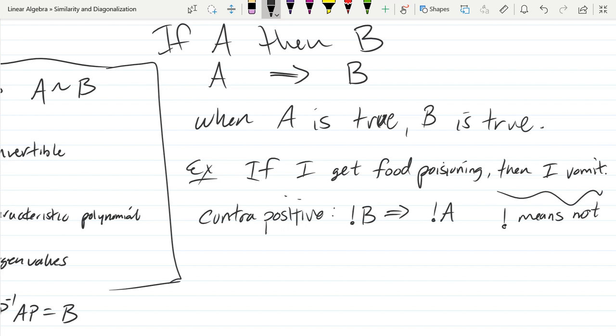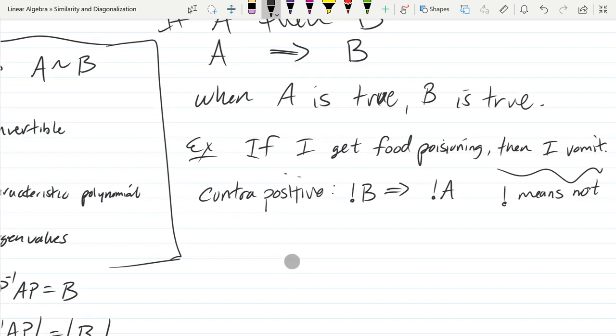All right, it's a little bit strange, but if you reverse the order and negate both sides, it's equivalent. For the exact reason that I said, if you observe that the conclusion was not happening, then you could conclude that the hypothesis didn't happen. Because if it did happen, you would be guaranteed to see the conclusion.